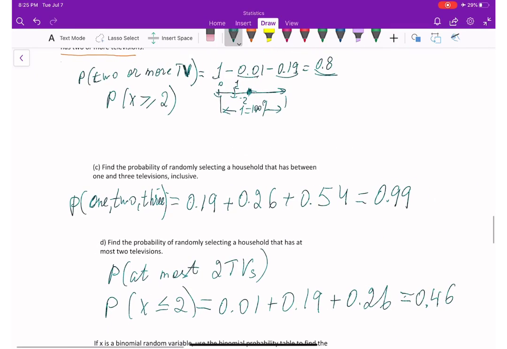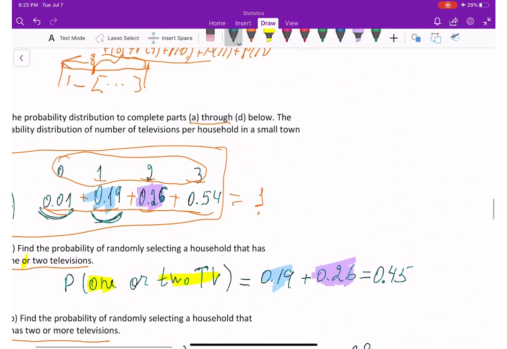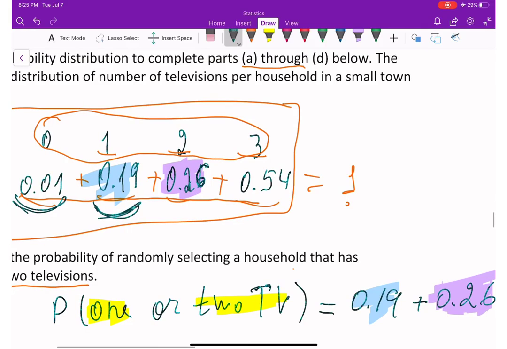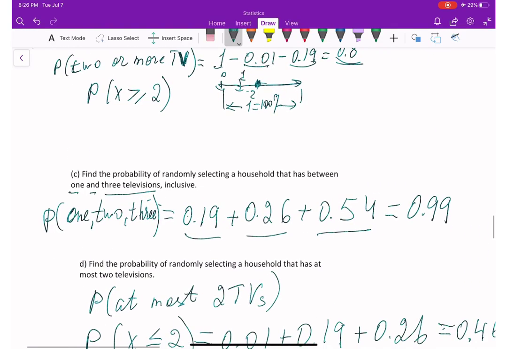Next one. Find the probability of randomly selecting a household that has 1 and 3 televisions. So 1 and 3 meaning 1, 2, and 3. Between, I would put dashes here, 1 through 3 televisions. So 1 through 3 is going to be 0.19 plus 0.26 plus 0.54. Right here. 19, 26, 54. And we get 0.99.